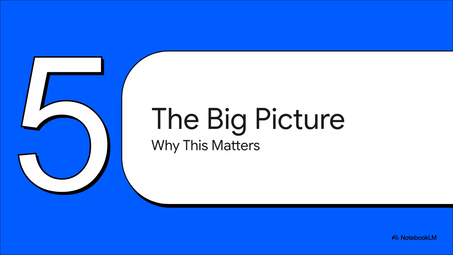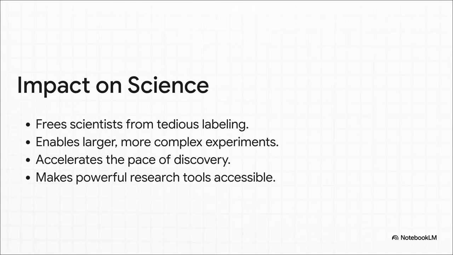So let's zoom out for a minute. We've seen how it works, we've seen the test results, but so what? Why does a tool like this actually matter for science? Why is it such a big deal? Well, for starters, it's giving scientists back their most valuable resource, their time. We're talking about saving thousands of hours of mind-numbing manual labor. When you do that, you're not just making old experiments faster, you're making brand new experiments possible.